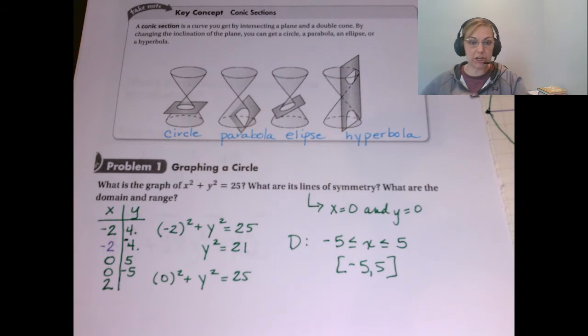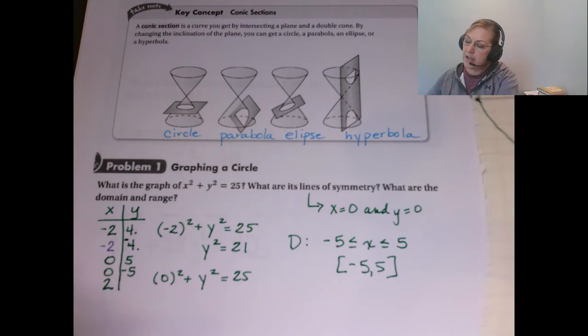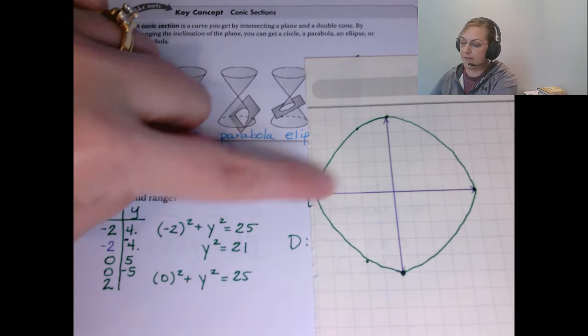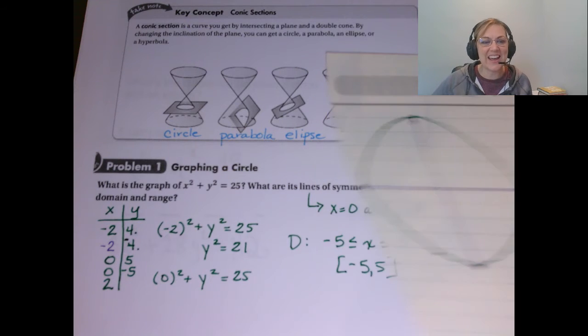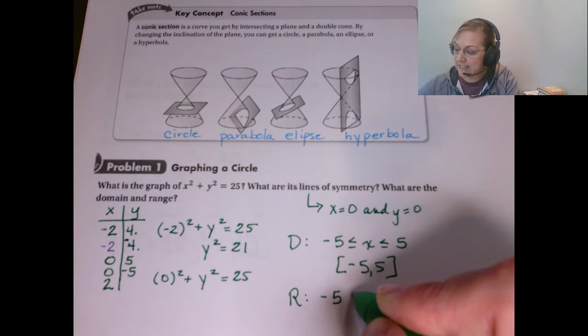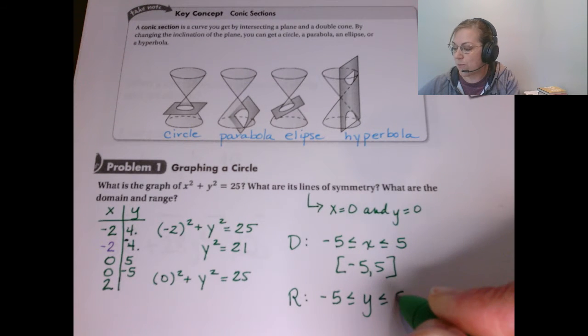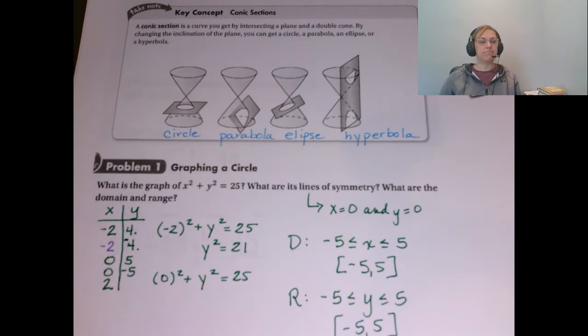Haley's jumping there. Good. Make sure you use the bracket so that you include those endpoints. I do have points at -5 and at 5. That's okay. Now my range is pretty boring for the circle because I get the same range just with a y. Very nice, very nice.